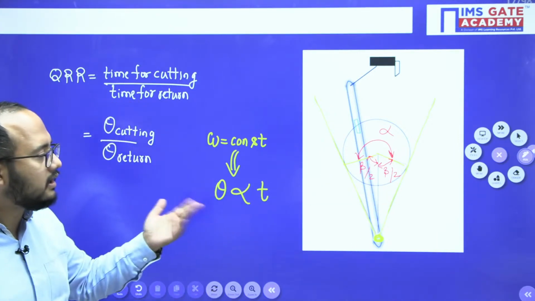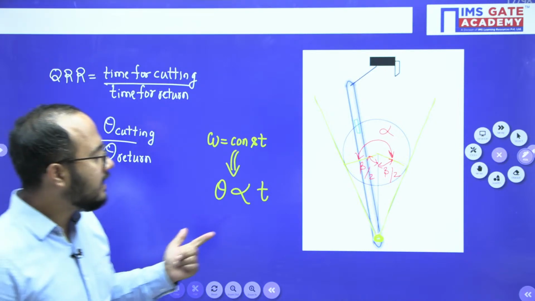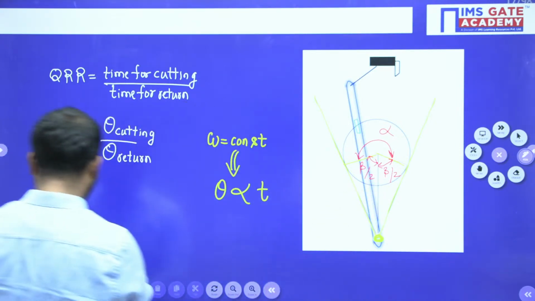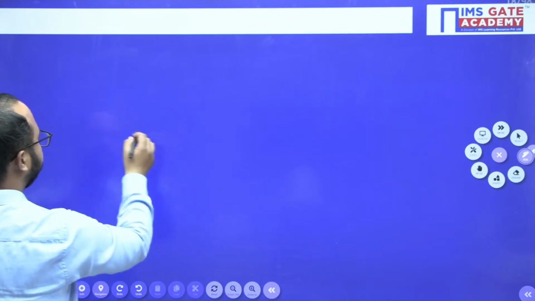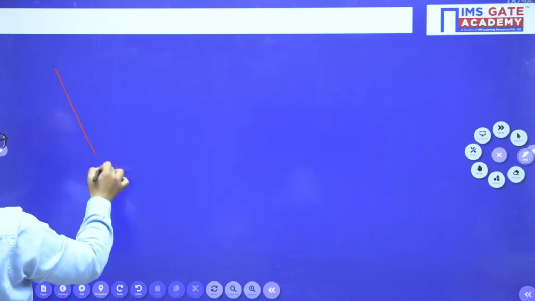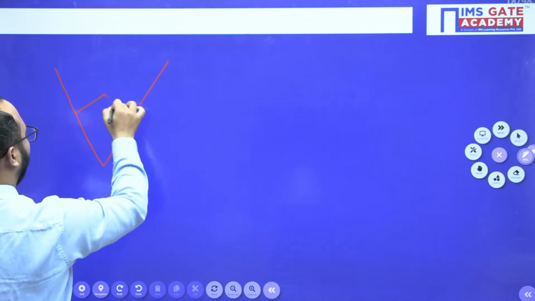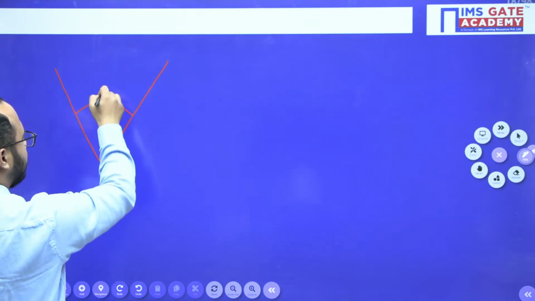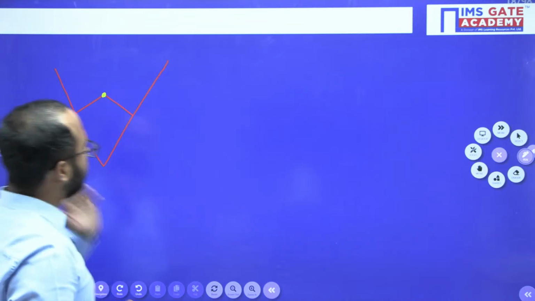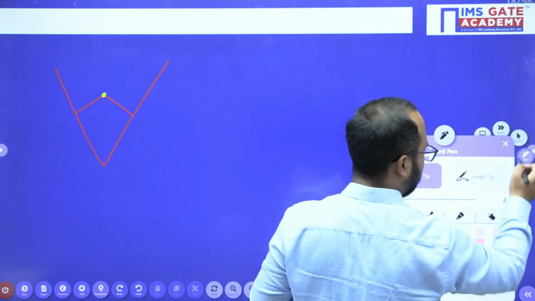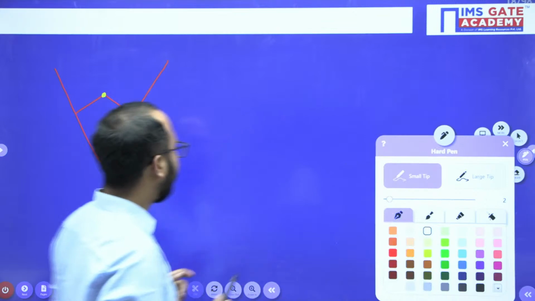So you just need to draw this extreme position diagram and you can easily solve for the QRR, because we have to calculate alpha and beta. Right. So now if I just draw the extreme position diagram here. So these are the two extreme positions of the crank and the two extreme positions of the slotted bar, right?